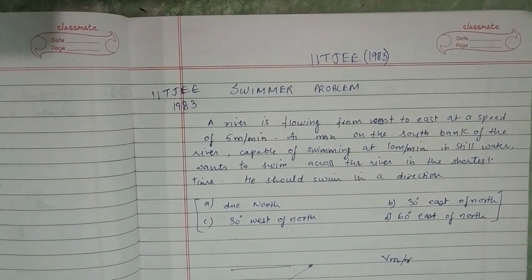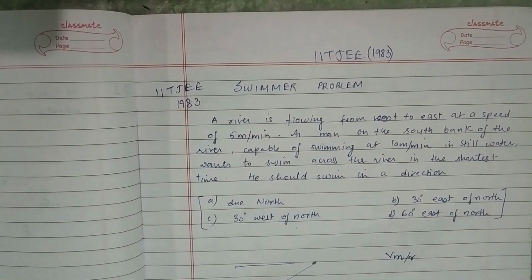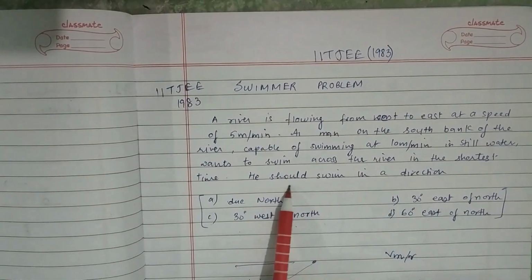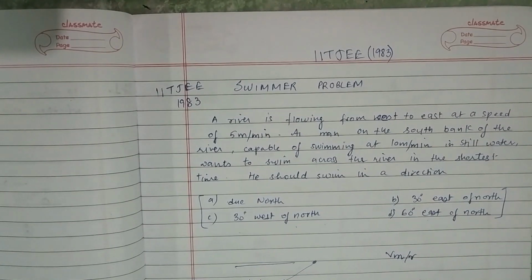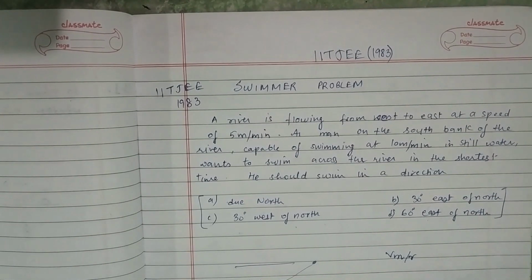What do you think it is asking? Whether it is asking for velocity of man with respect to ground, or whether it is asking for velocity of man with respect to river? Certainly, it is asking in which direction he should swim. He doesn't know what the final velocity will be, but he knows in which direction he should put effort to reach in the minimum time. So it is asking for efforts and not the final velocity. So this is asking for velocity of man with respect to river, that is the efforts.